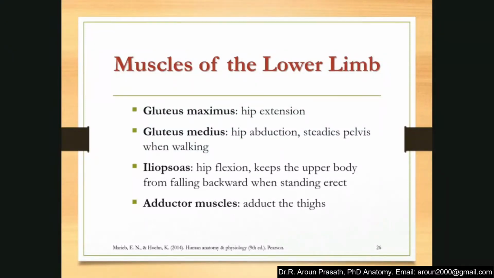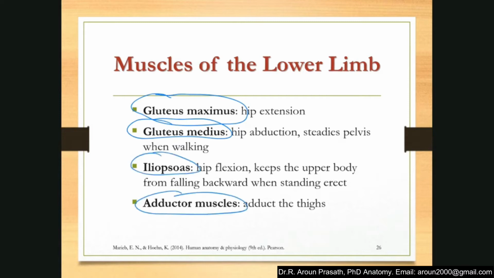Gluteus maximus muscle, gluteus medius muscle, then iliopsoas muscle and adductor muscles. All these muscles are present around the hip joint. The hip is an example of a ball and socket joint, and it allows flexion, extension, abduction, adduction, and circumduction. Various movements this hip joint is allowing.